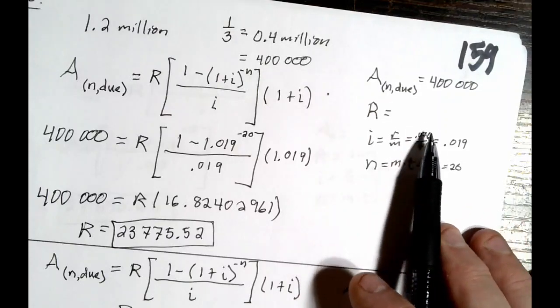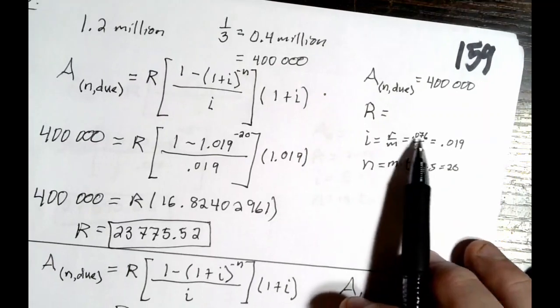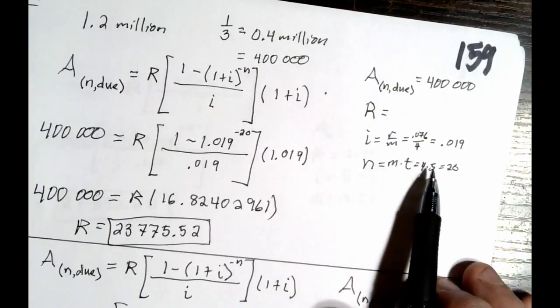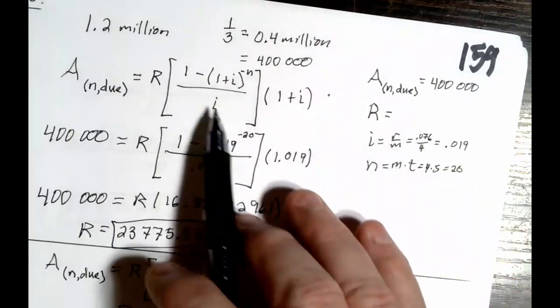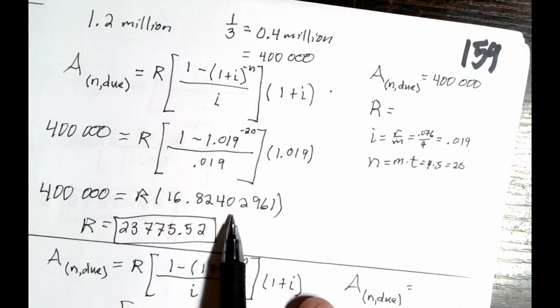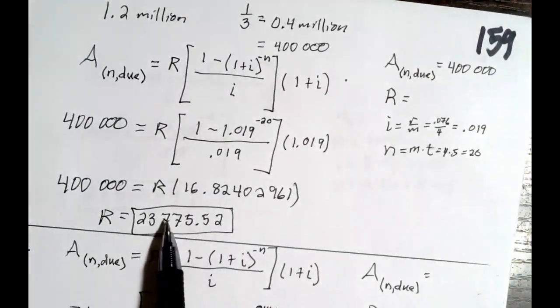It's compounded quarterly for 5 years at 7.6%, so 0.076 over 4. Quarterly times 4 times 5 years is 20, and so you plug in everything you know, and you simplify this down to 16.8 something and divide by 16.8, and you get a payout every 3 months of $23,775.52.